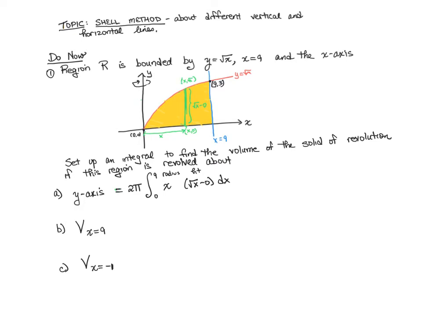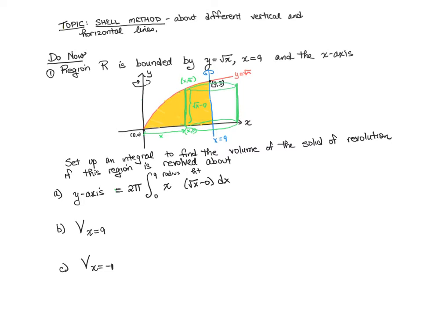But now we're going around this line, x equals 9. I'll put that in blue because it's part of the region. Now note that if we're going around to the right, this yellow region is going to be reflected over to the right. This vertical rectangle will be reflected here. And notice that the shell is off to the right.